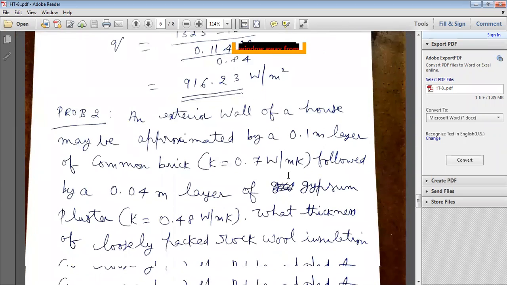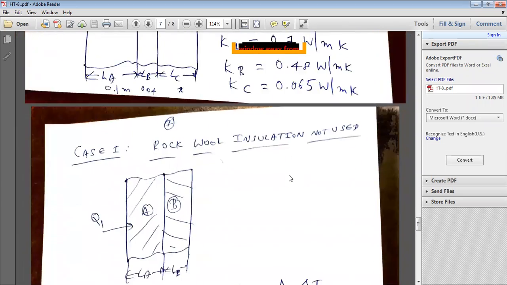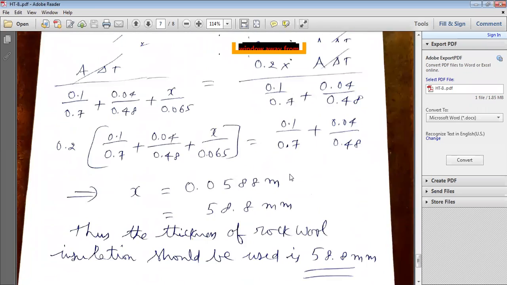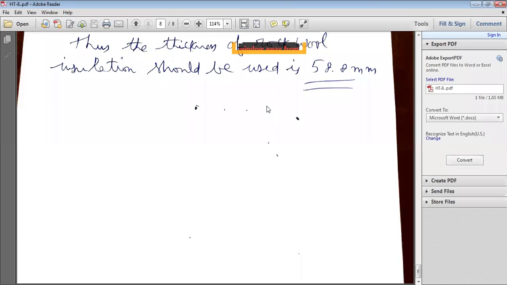Okay. So that's all for today. Any doubt on these 2 problems? Okay, tomorrow we'll solve problems on overall heat transfer coefficient and we'll go for other problems in this conduction. Okay, that's all for today. Any doubt? You can ask.